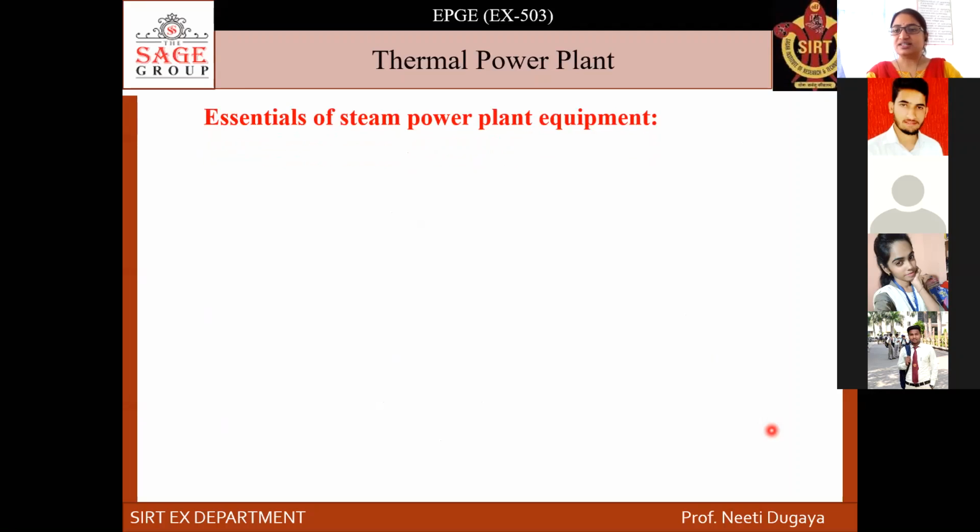So what are the essential equipments of a power plant? I am just giving the overview, as this is the first class, then we'll discuss everything in detail. So what are the essentials of a power plant?